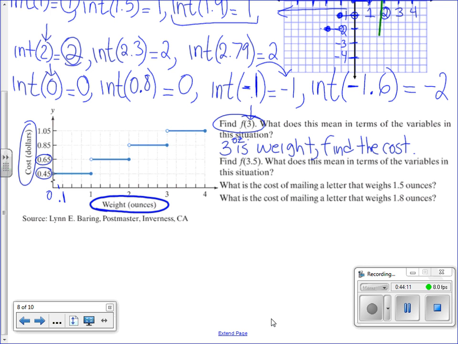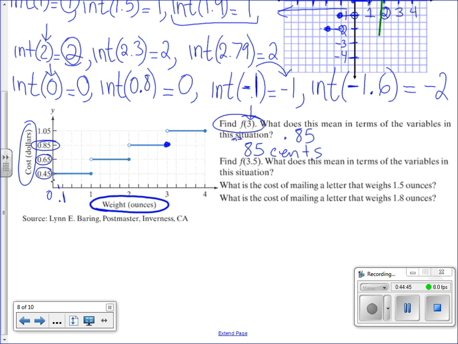So how much would it cost, Jonathan, if the letter is 3 ounces? 85 cents. So Jonathan is looking at this point on the graph. Very good. 85 cents. So we could say that the question means: what is the cost of mailing a letter that weighs 3 ounces? And the answer is 85 cents. You may word it however you want. The answer is 0.85 or 85 cents.